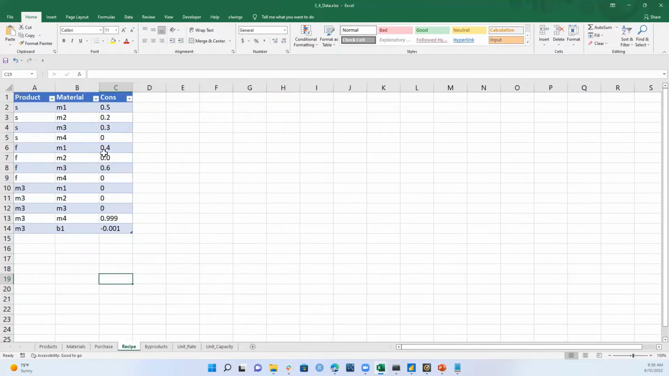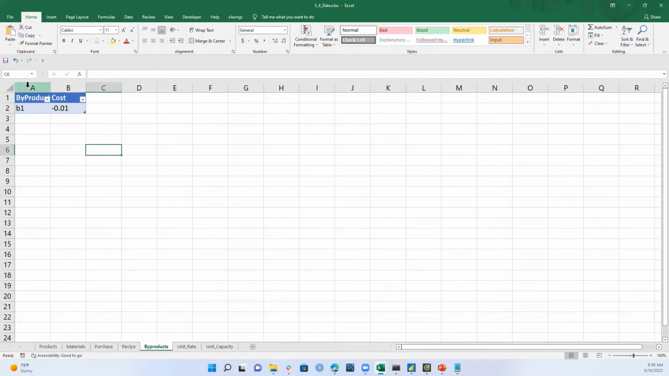Our recipe file also has not changed. This is again the X sub ij, right? This represents the amount of material consumed per product in column A, material in B, and then the consumption coefficient in column C. This is static and time invariant, so no distinction on time period here.